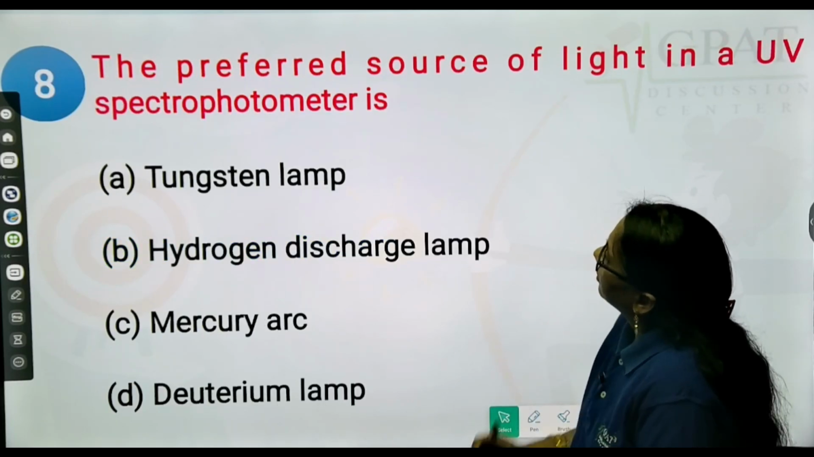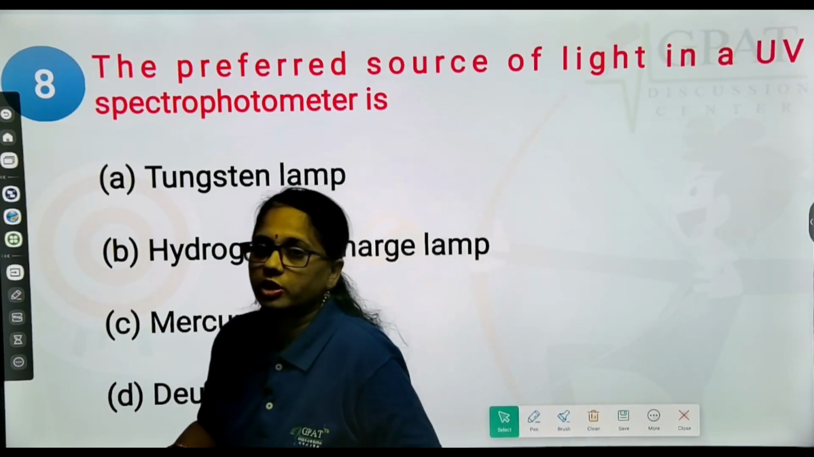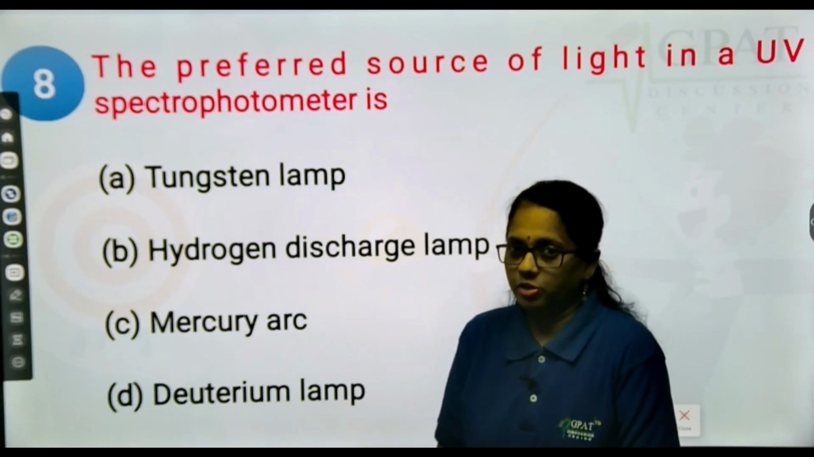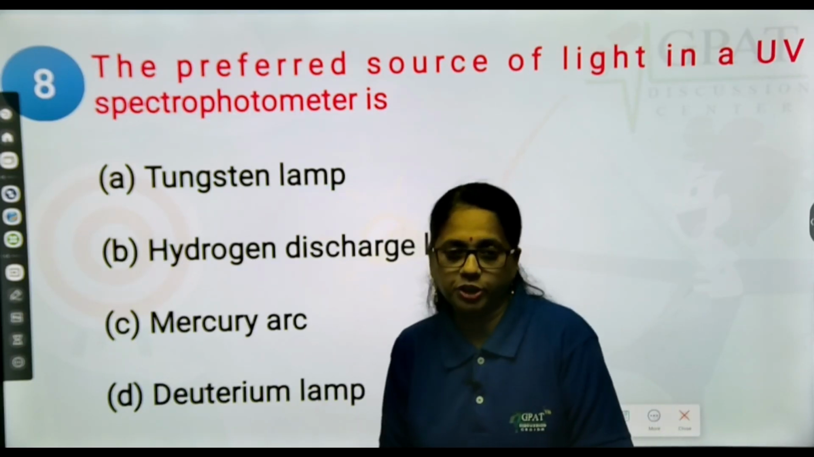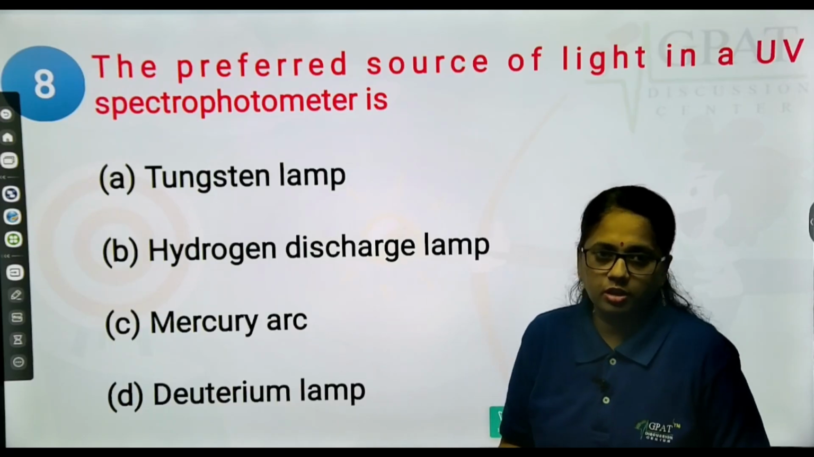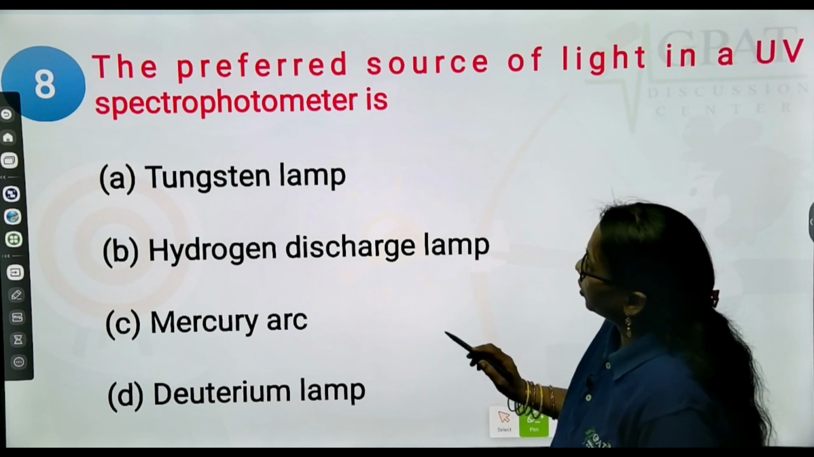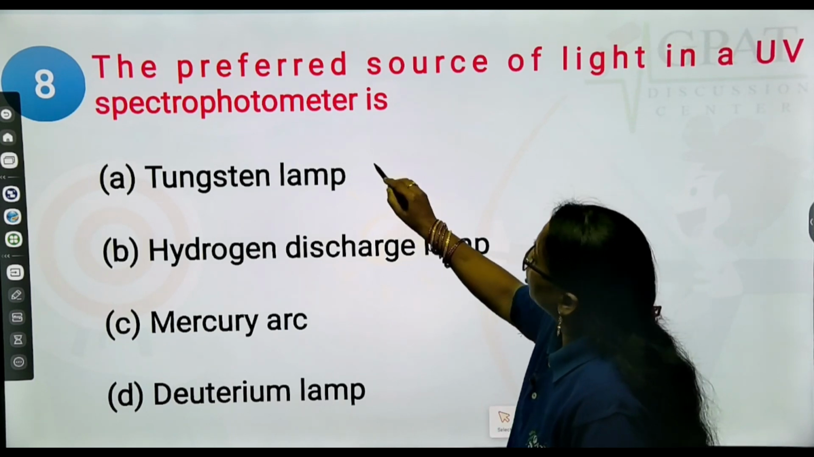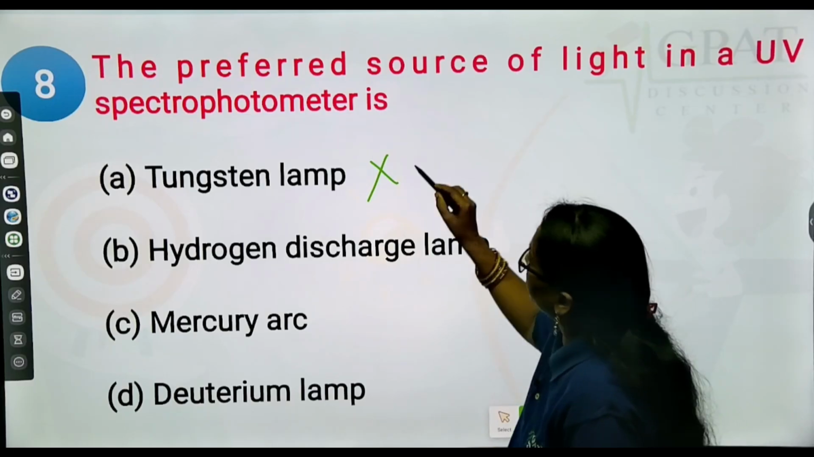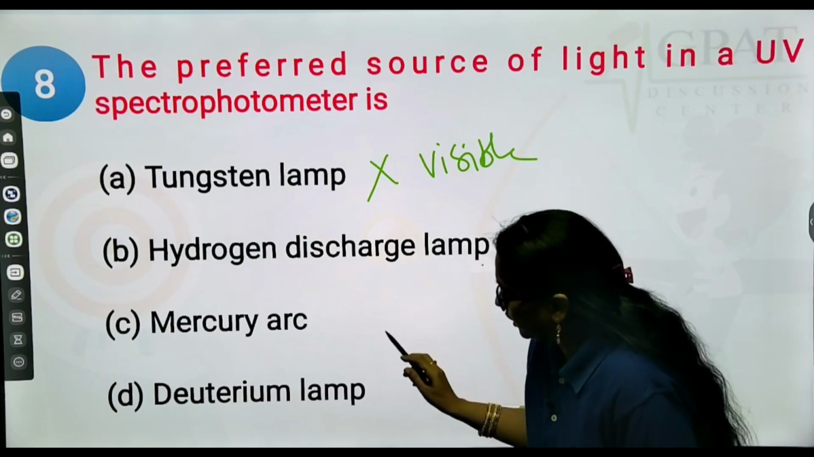Next, the preferred source of light in the UV spectrophotometer. That means what source of radiation do we generally use for UV radiation? UV radiation, what is the wavelength? 200 to 400 nanometers, right? Different sources are available, but they are asking for the preferred one. What options have they given? Tungsten lamp, no, this is not at all a UV radiation generating source. It gives you the visible source. Hydrogen discharge lamp, mercury lamp, deuterium lamp.